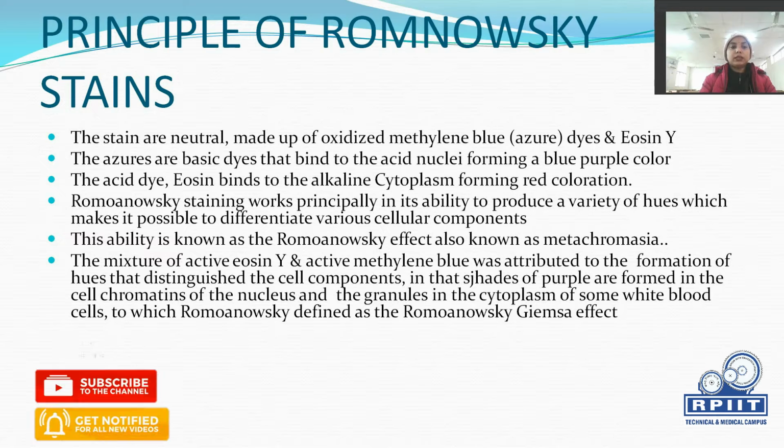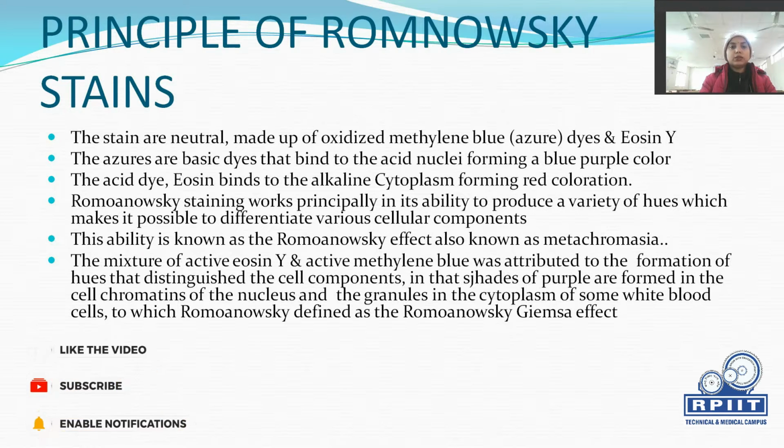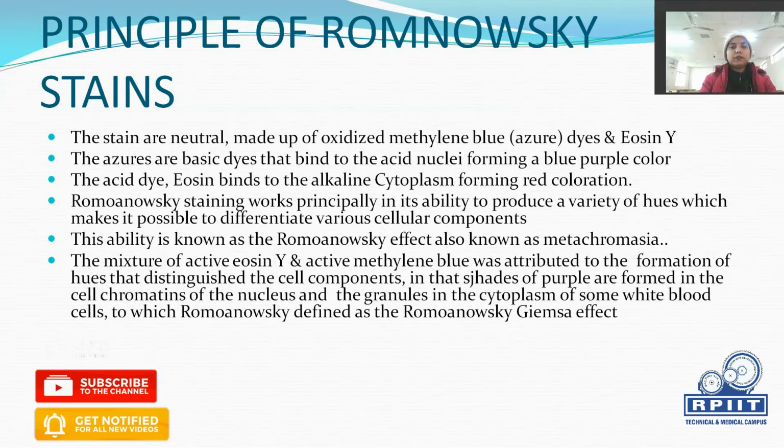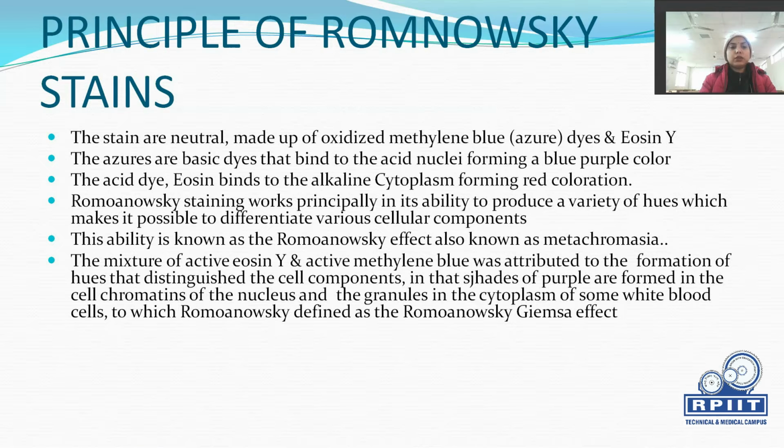This ability is known as the Romanowski effect, and it is also known as metachromasia. The mixture of active eosin Y and active methylene blue was attributed to the formation of hues that distinguish the cell components. In that, shades of purple are formed in the cell chromatin of the nucleus and the granules in the cytoplasm of some white blood cells, which Romanowski defined as the Romanowski-Giemsa stain.